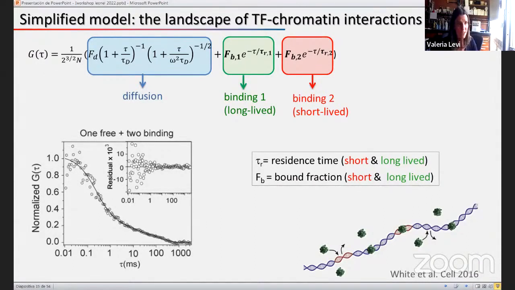And the nice thing about this equation is that you can recover two relevant parameters of the binding. The first one is the residence time, which represents the time the transcription factor spends bound to the chromatin, either at a short-lived or long-lived site. And the second parameter is the bound fraction, which is the relative amount of transcription factor that is attaching to either short or long-lived sites. So by doing FCS, we can recover quantitative parameters on the binding in living cells.